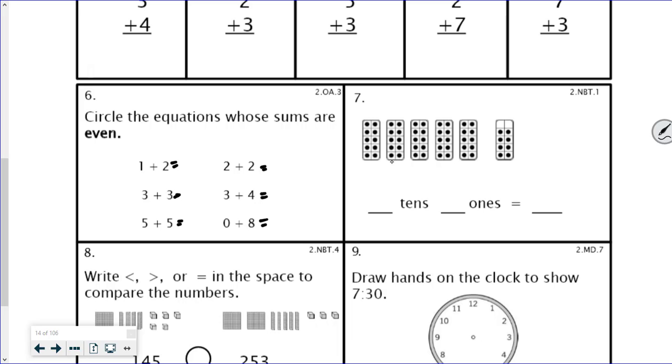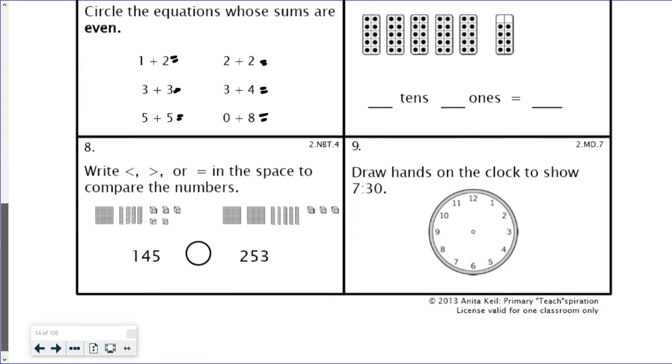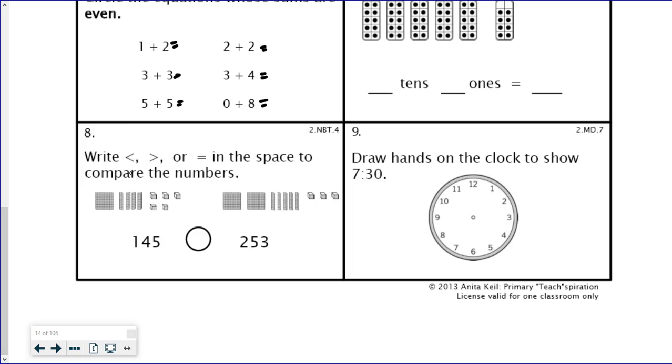On number 7, you're going to write how many 10s and how many 1s and what does that equal. And so remember, they're just using 10 frames here on this one instead of the 10s and 1s that you're used to seeing for base 10. Write less than, greater than, or equal to in the space to compare the numbers. So normally you guys write the numbers. In this case, they've actually given you the numbers already and they've shown them with base 10 blocks. And then number 9, draw hands on the clock to show 7:30. So instead of the hands being there for you, you have to draw the hands today.